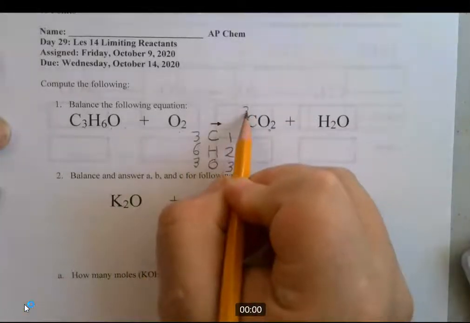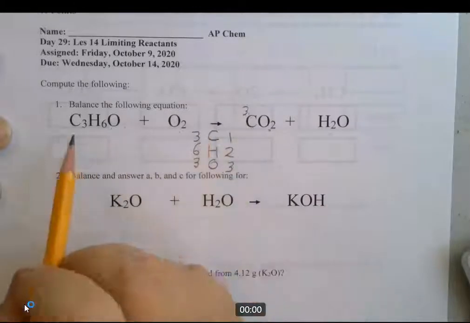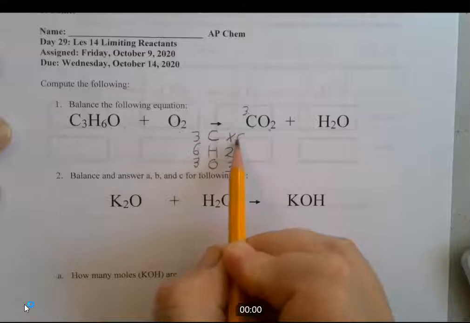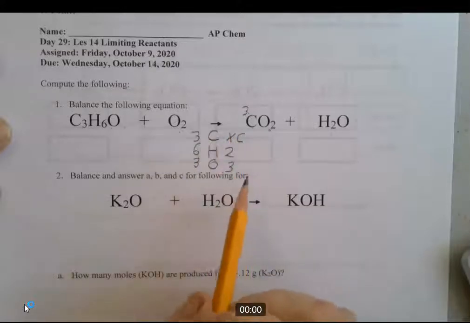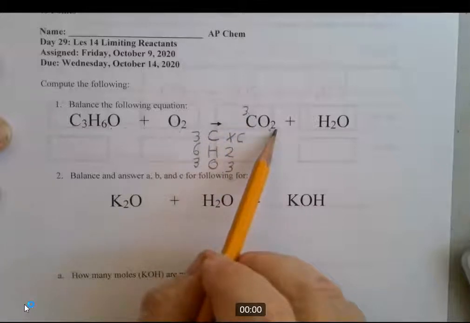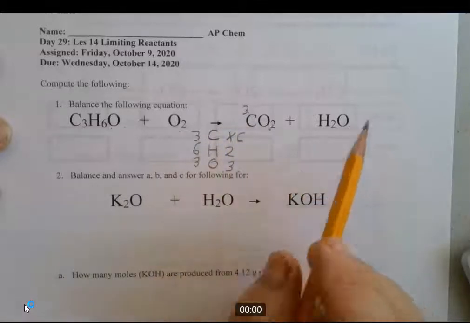So there's 3 carbon here. So 3 carbon balances with 3 carbon. In doing that, I want to change my carbon number here. Go ahead and keep track as you go along. In doing that, I changed oxygen. I now have 3 times 2 is 6, plus 1 more is 7.